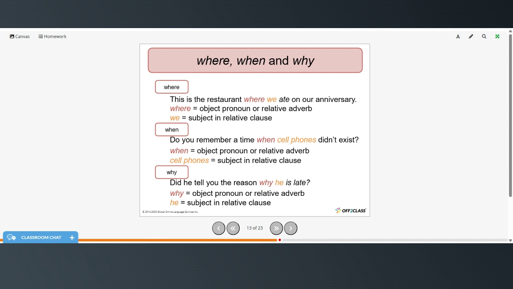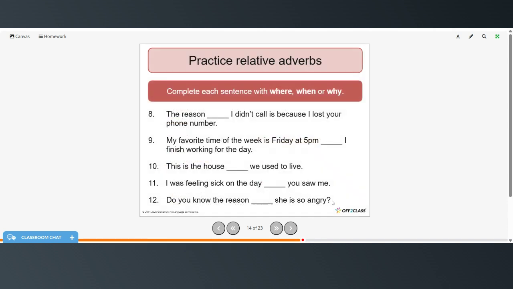And did he tell you the reason why he is late? Why is an object pronoun or relative adverb, and he is the subject in the relative clause. Now complete each of these sentences with where, when, or why. You can pause the video, try this on your own, and then restart when you're ready to check your answers.